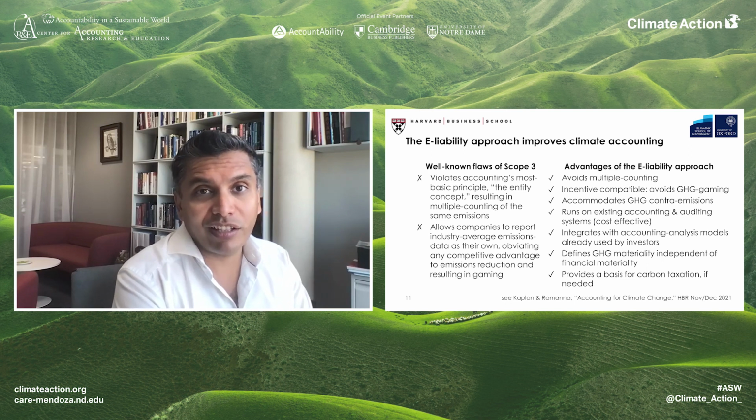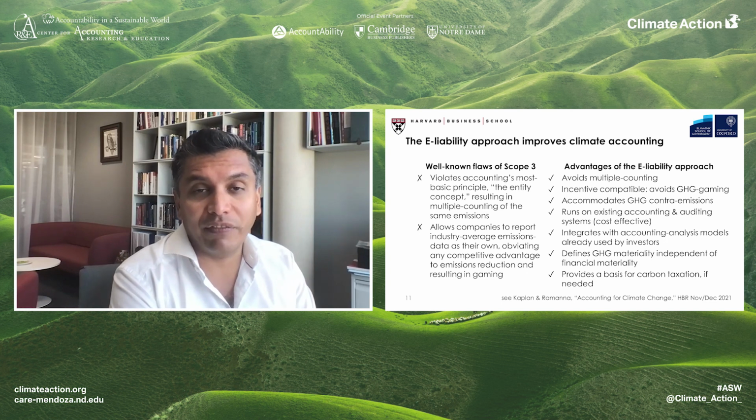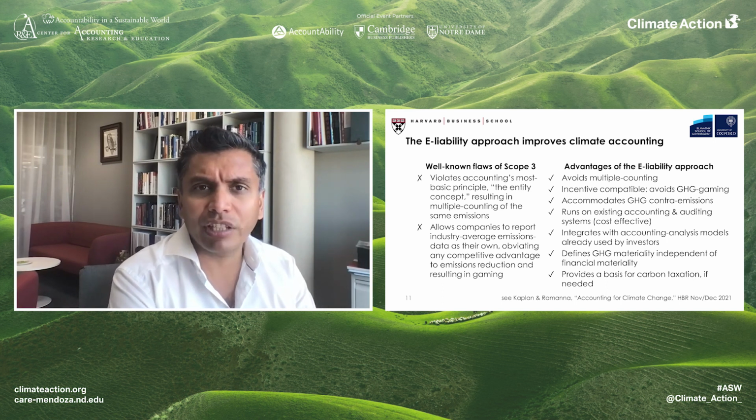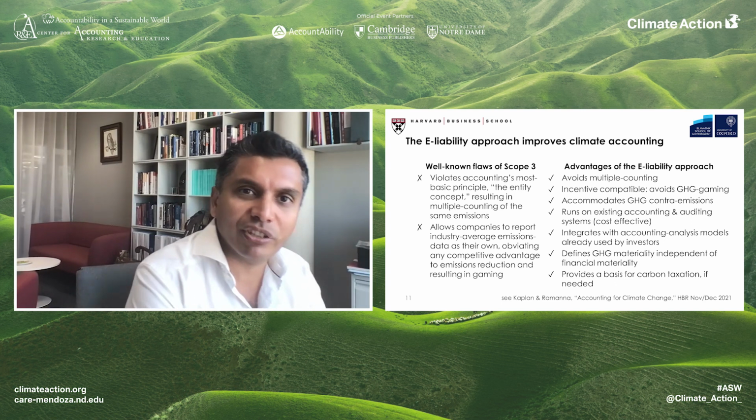Now, one of the questions that does come up as we talk about the advantages of e-liability over scope 3 is that scope 3 measures not just upstream or supply chain emissions, but also downstream and customer-related emissions. And so one question that we often get asked is, what about downstream? Why is e-liability not counting downstream? So Bob's going to take us through that.